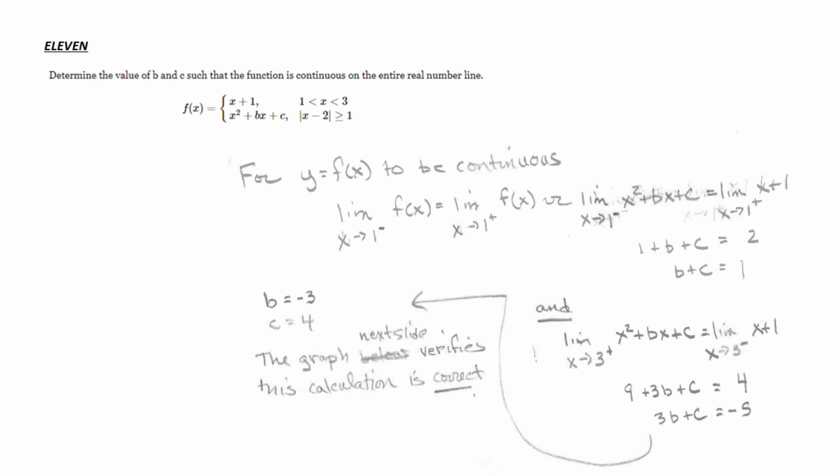has to be 1. And if you look at 3, the limit from the right of this expression has to equal the limit from the left of this expression. And so you get 3b plus c is equal to -5. You solve this, you get b is -3, c is 4. And the next slide verifies that this calculation is correct.